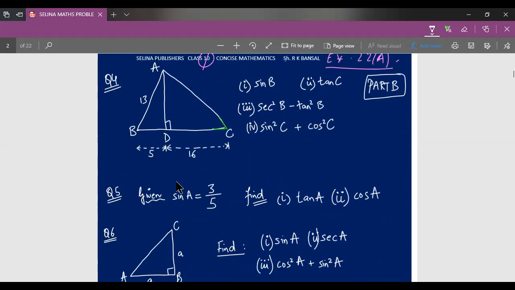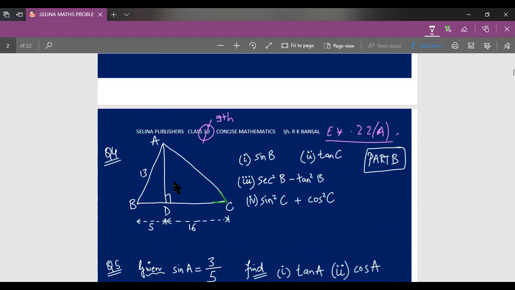All the questions that I am about to do, I have referred from Selina Publishers, class 9th. In previous videos, I have by mistake referred to this as class 10th, so please note. I've referred these problems to Selina Publishers, class 9th, Concise Mathematics, written by R.K. Bansal. Okay, so let's start.